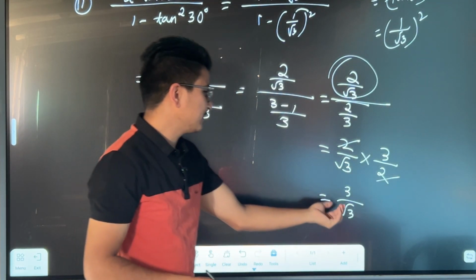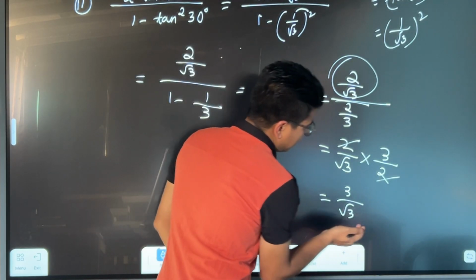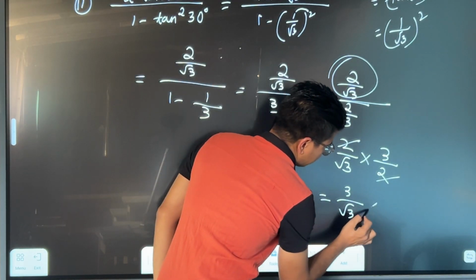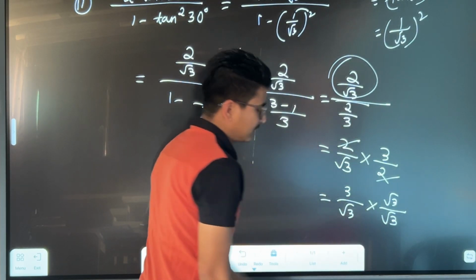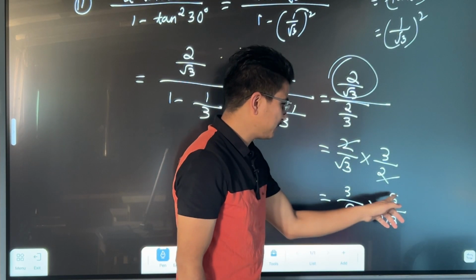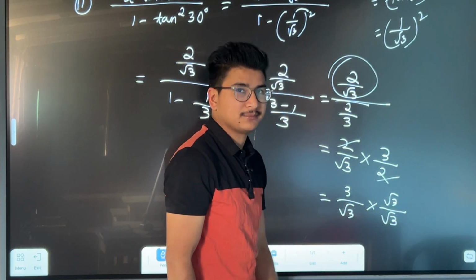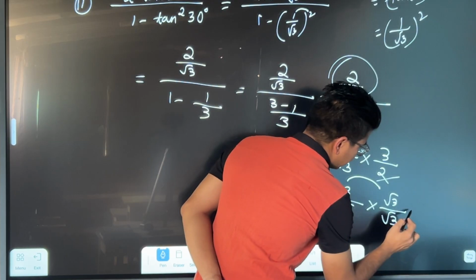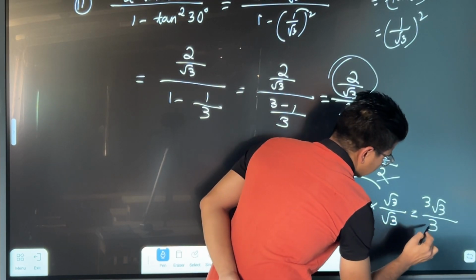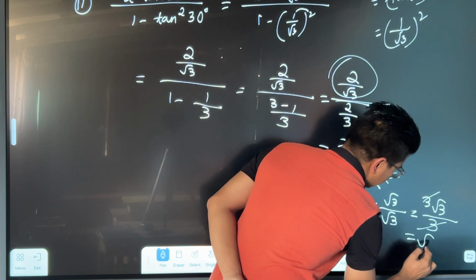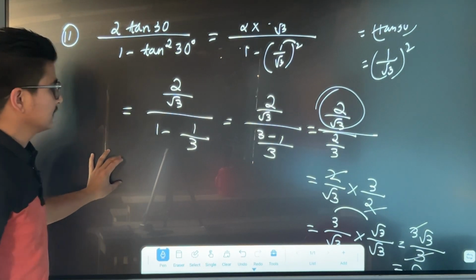If you find a root in the denominator, then you can easily remove this root by multiplying and dividing by the same number. This is root 3, so multiply and divide by root 3. I can do it, right? So this root 3 cancels, it is just the same. 3 into root 3 is 3 root 3, root 3 into root 3 is 3. The 3 cancels. Then finally you will get root 3 as your answer.